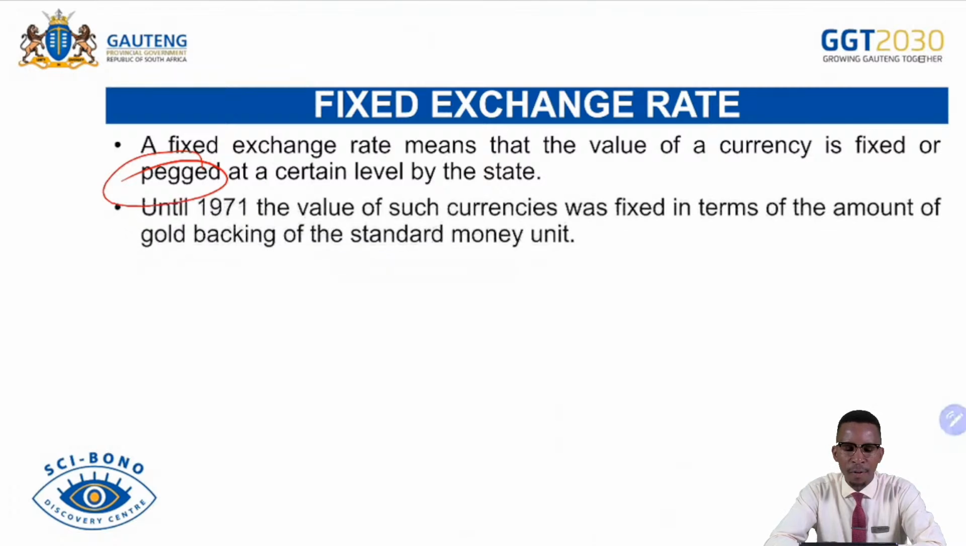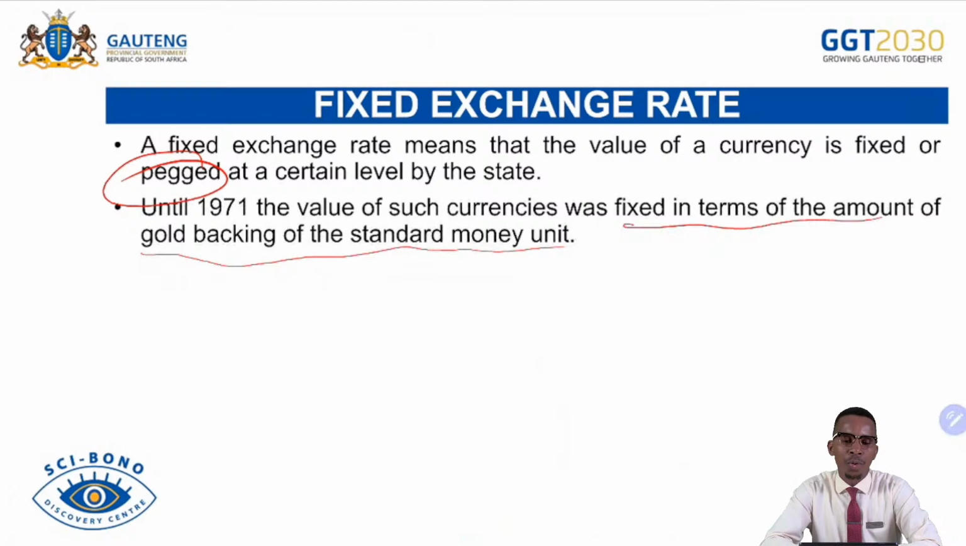Until 1971, the value of such currencies was fixed in terms of the amount of gold backing the standard of money. So back then, until 1971, the value of the rand was backed by gold. That means it was fixed using the monetized gold. So what did they do? They monetize the gold or demonetize the gold. If they monetize the gold, they give the gold the monetary value from the mining, and they scale it in there to discover the value. Or if they demonetize, they take the gold away from the scale so that it loses monetary value.